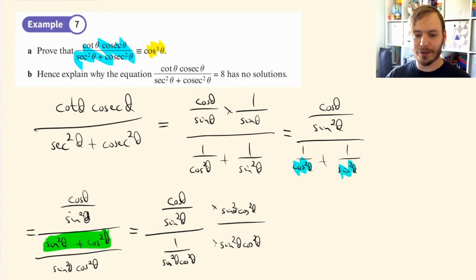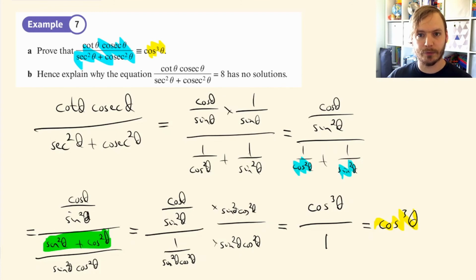so if I times by sine squared cos squared top and bottom, then what I'm going to get is a much tidier expression without these embedded fractions. So cos theta divided by sine squared theta and then multiplied by sine squared theta cos squared theta. The sine squareds are going to cancel out, and I'm just going to get cos cubed theta in the numerator. And then the denominator, I've got 1 over sine squared cos squared multiplied by sine squared cos squared. They cancel, I just get 1. So what we end up with is just cos cubed of theta. Okay, and you can see this is exactly the same thing as our right hand side from the beginning.